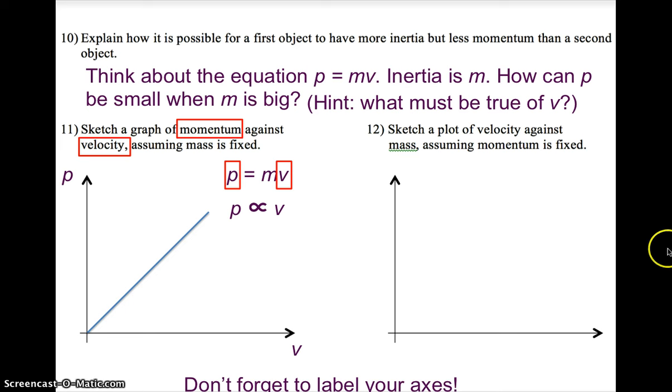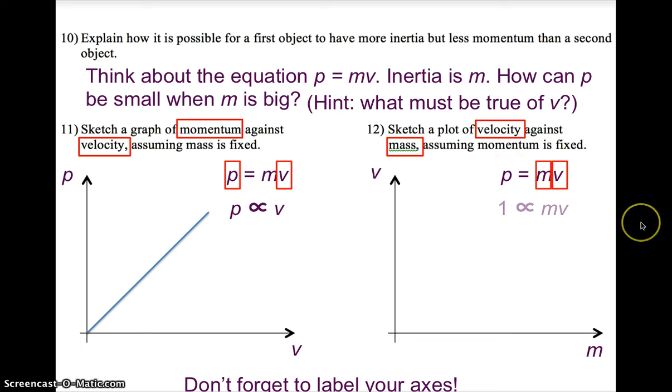For 12, we're doing velocity on the y because it comes first, mass on the x because it comes second. You use the same equation, but now write the proportionality between v and m. P is a constant, so it becomes a 1. Isolate v since it's the first thing listed. And then get v by itself on the left side, so just flip both sides. v is y, m is x, and you see we have an inverse proportionality.